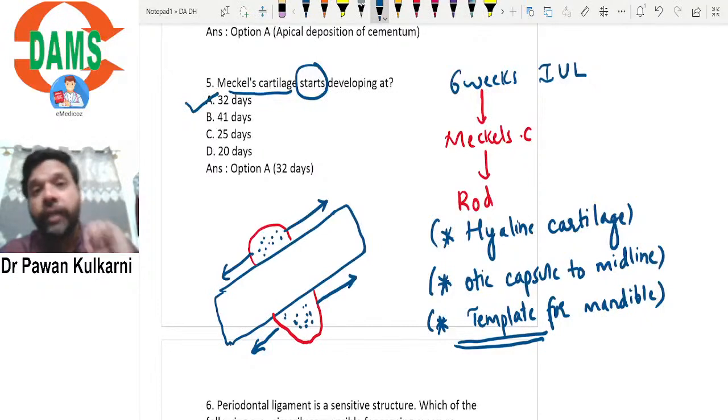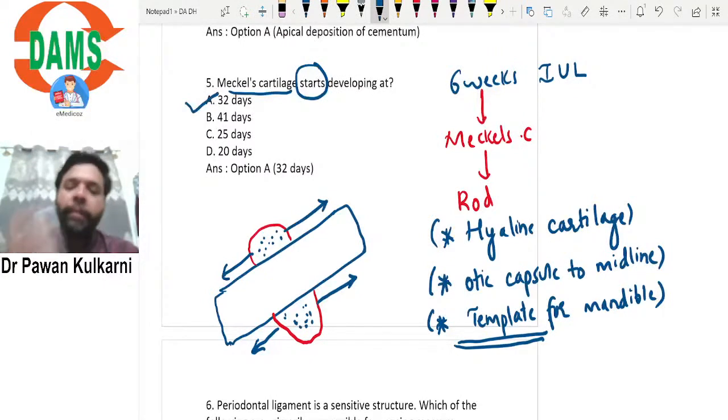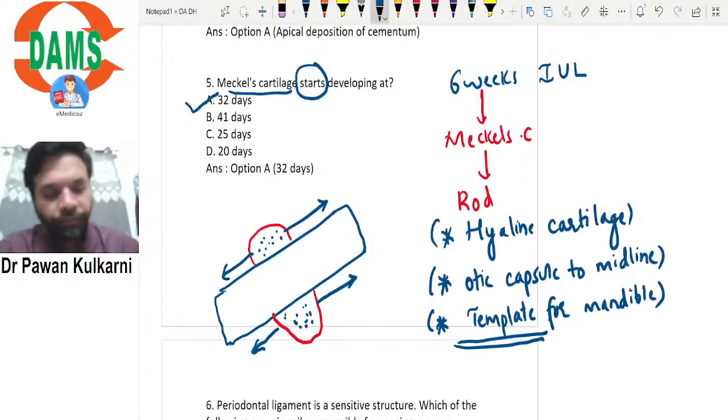This is one of the important tricky questions. Meckel's cartilage directly results in the formation of the mandible. Is this statement true? No, it is false. Because Meckel's cartilage is just going to act as a template, a framework. And there will be a membrane around this. In this membrane, ossification takes place. That results in finally the formation of the mandible.